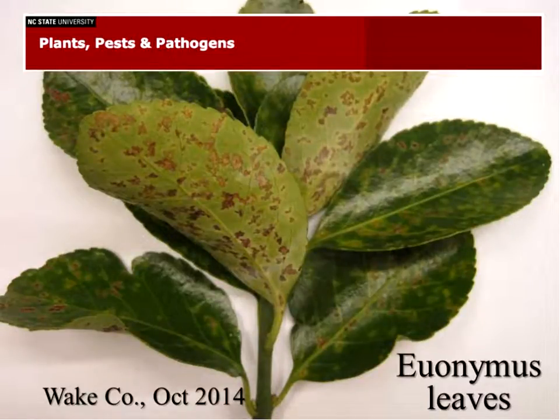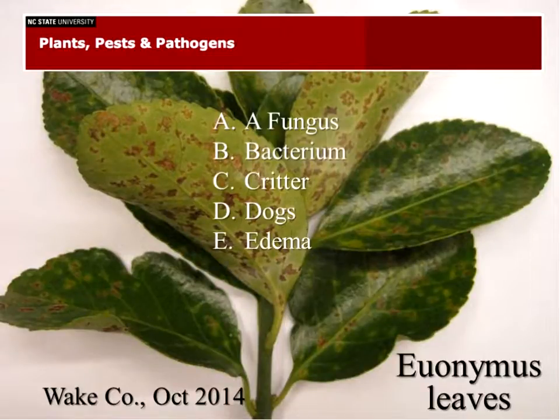This is a sprig of euonymus that was brought in by our colleague here, Dr. Chuck Hodges, from his own yard. And it's interesting, this is a problem that we usually see in nurseries and greenhouses, but here it was in a home landscape. And let me let you decide what it is.